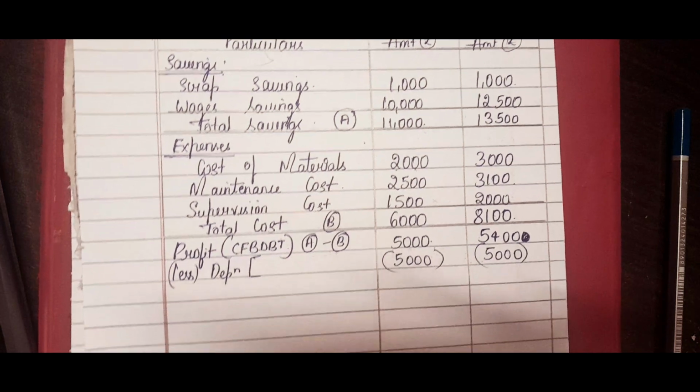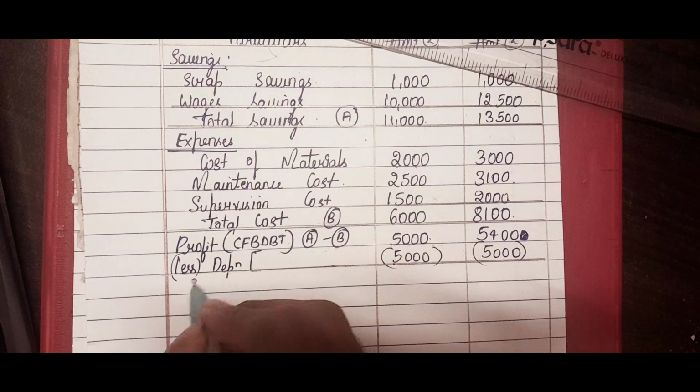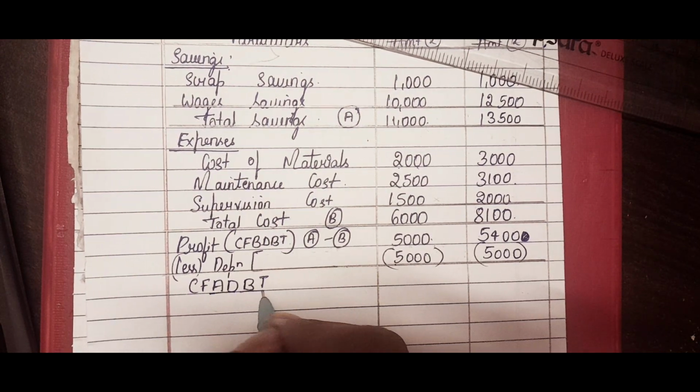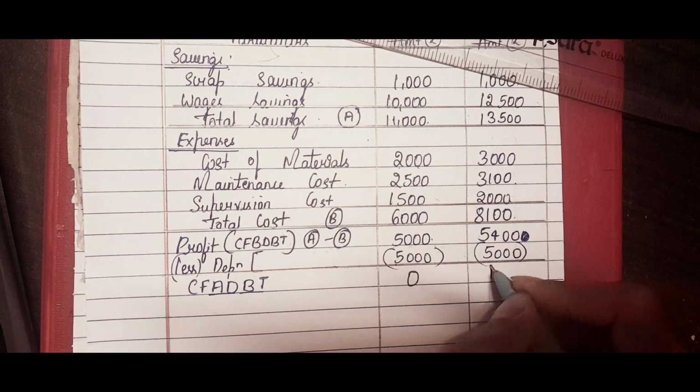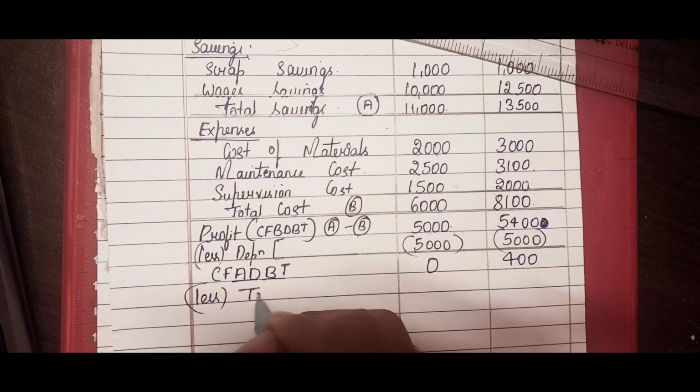When you subtract depreciation from CFBDBT, we will get CFADBT, cash flow after depreciation before tax. So first will be 0, second one will be 400. From this we have to deduct tax.